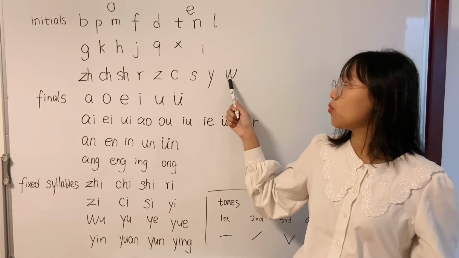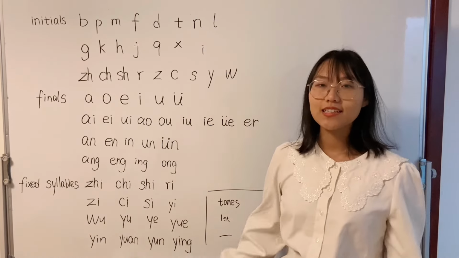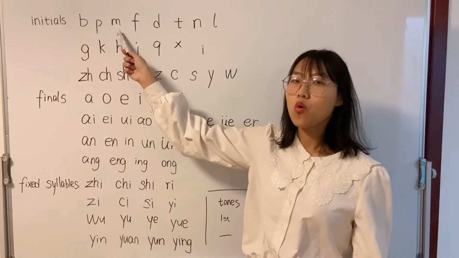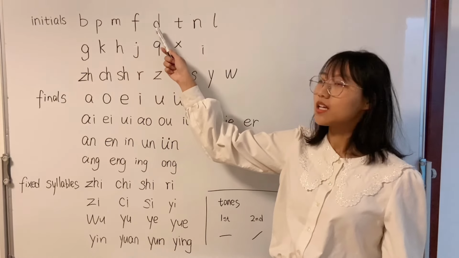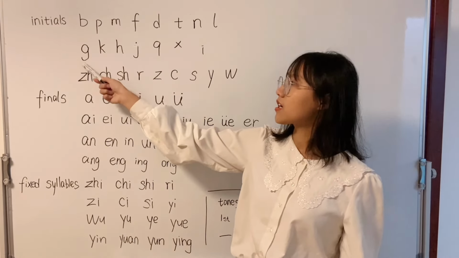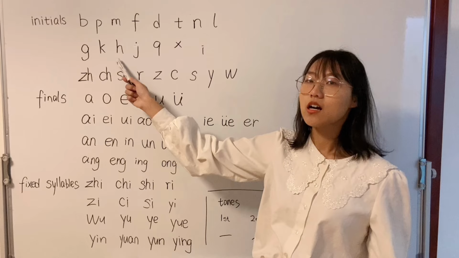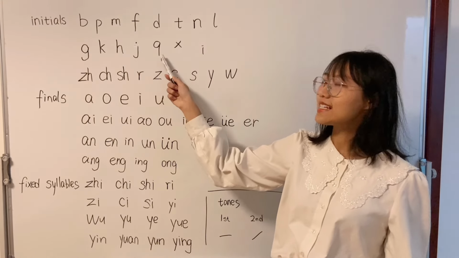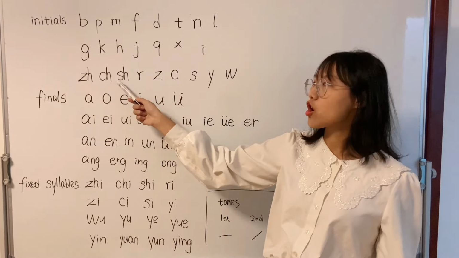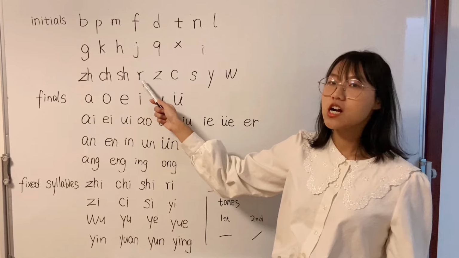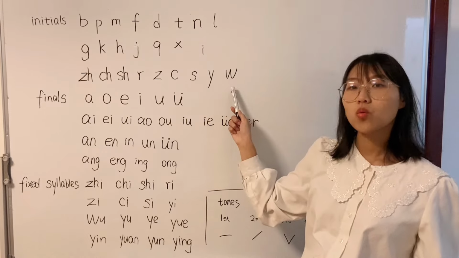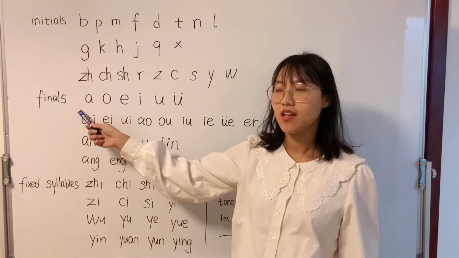U, u. So let's go again through our initials. 波 坡 摸 佛 的 特 呢 了 个 科 和 鸡 七 西 知 吃 诗 日 子 次 思 一 乌.